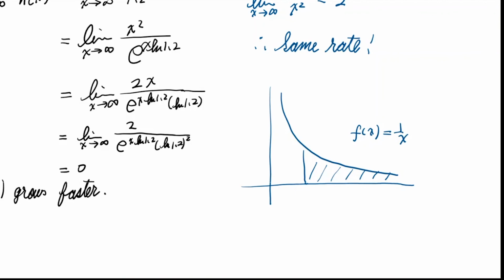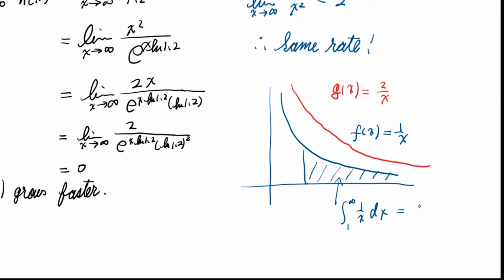Now, I'm going to put another function, g of x. g of x is equal to 2 over x. So it's 2 times the first. And then I want to figure out whether these integrals, this area right there, given by the integral from 1 to infinity of 1 over x dx, is a finite number or is it infinity. Now, this is where the growth rate matters a lot. If this is infinity, then this is infinity. But if this is a finite number, then this will be a finite number.